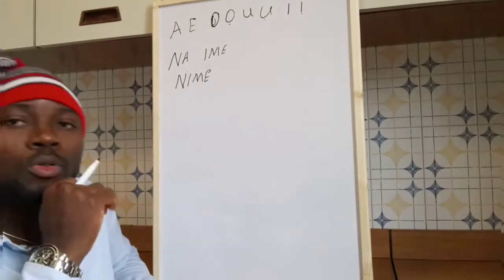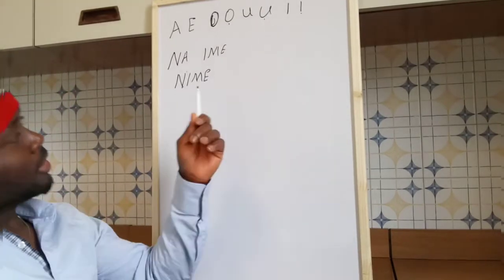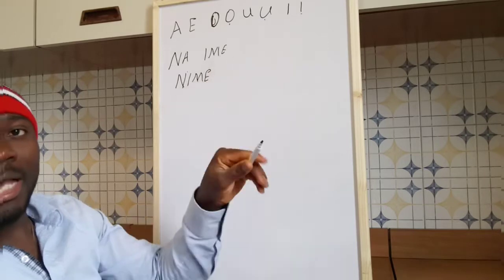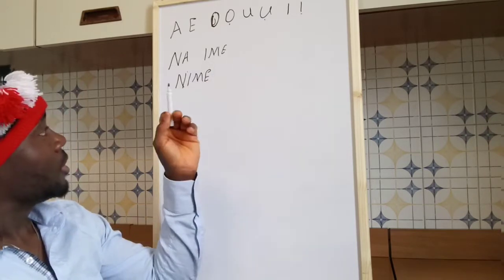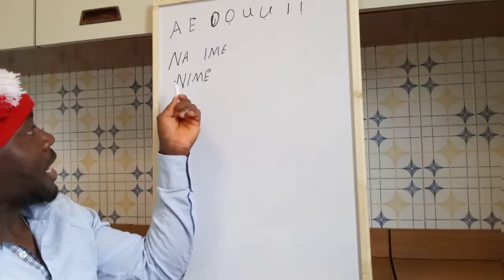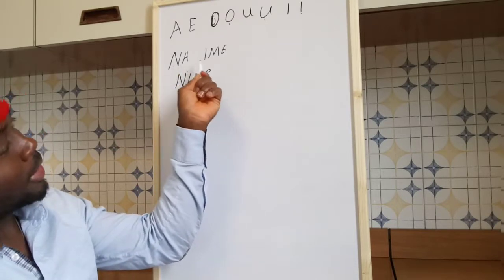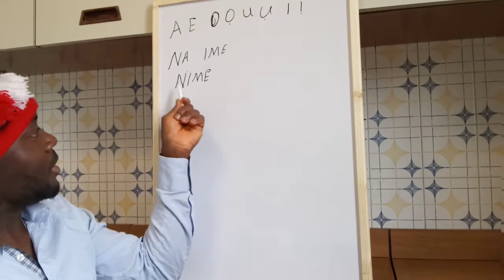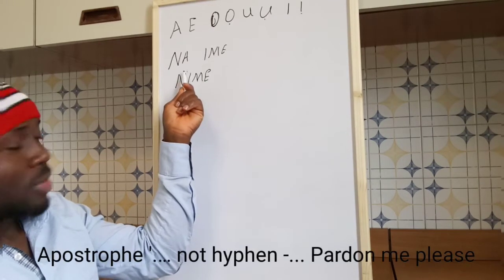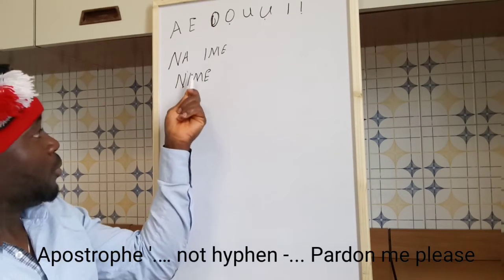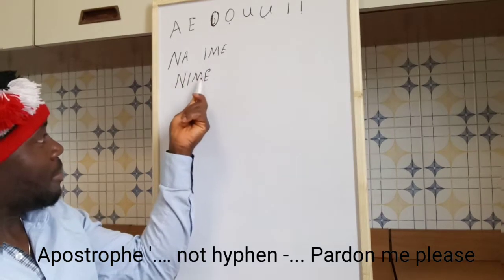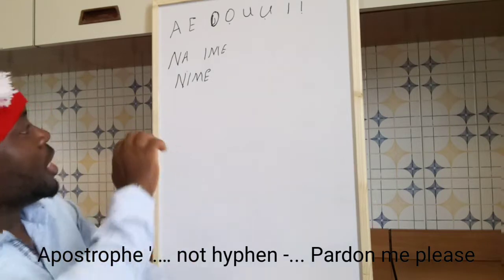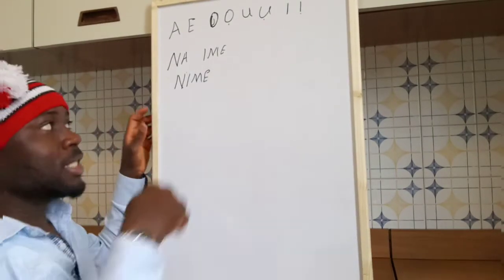Remember I told you that ime means inside. So you write it like this. Instead of "na" separate, "ime", no. You write it N with a hyphen on top. You bring the I together, M together, and E together. All of them will be one word. Nime.